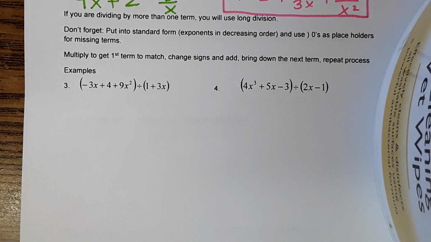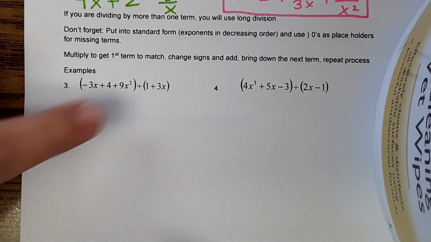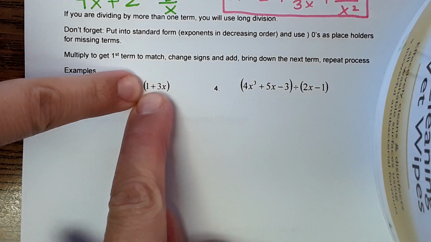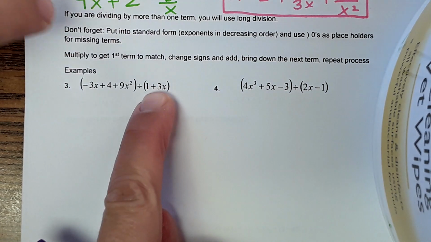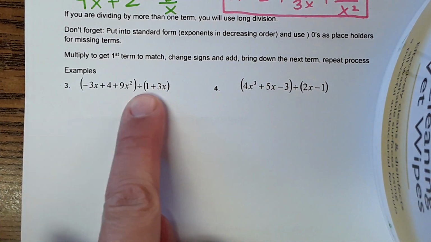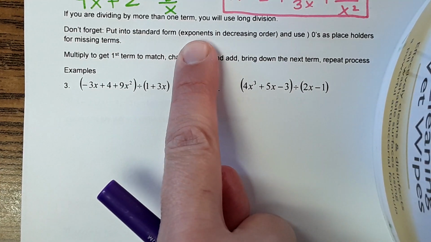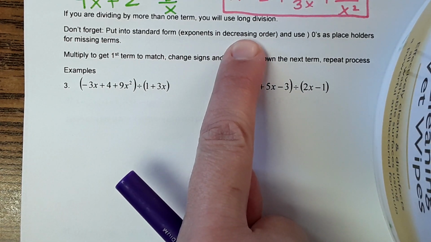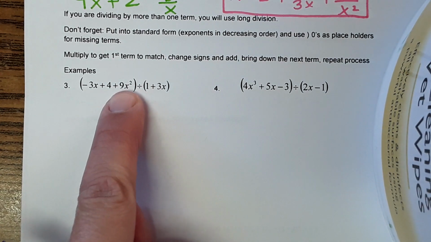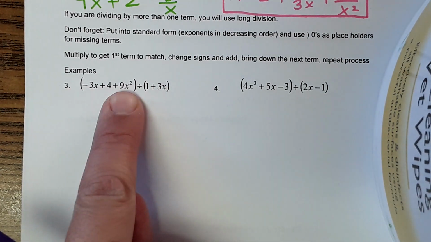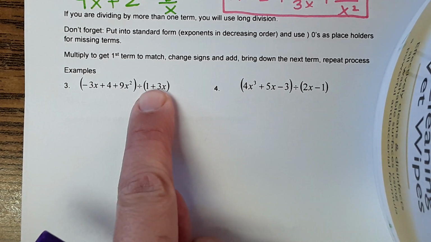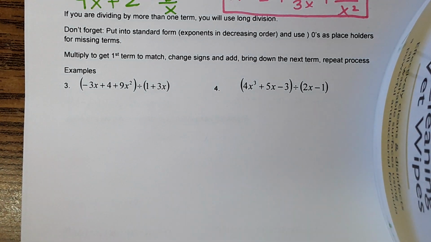Okay, so if you're dividing more than one term, then you'll use long division. So what they mean by more than one term is right here, there are 2 terms there, whereas up here there was just 1. So you have 1 plus 3x. Don't forget to put it in standard form. So you'd want the exponents in decreasing order. So we're actually going to have to rearrange these a little bit to put them in decreasing order for this one and for this one. So when we write it, we'll keep that in mind. And then I'll show you the next step in a second.